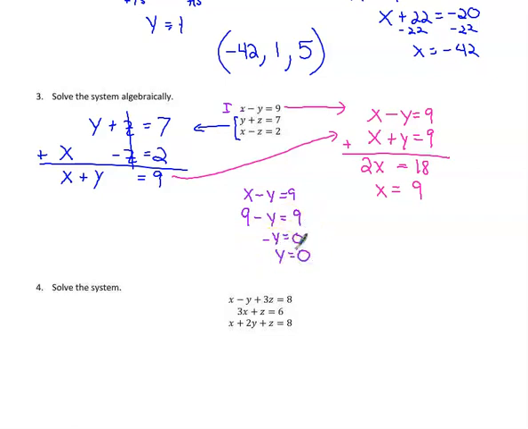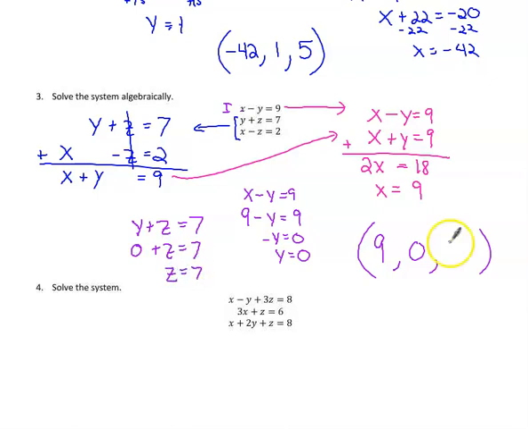y is 0. So for my ordered triple, I know x is 9, y is 0, but I have a third one, z, so I have to find z. So we can use either row, the bottom, well, let's use the middle row. Y plus z has to equal 7, and we know y is 0. 0 plus z equals 7, which means z equals 7. So 9, 0, 7 is our solution.